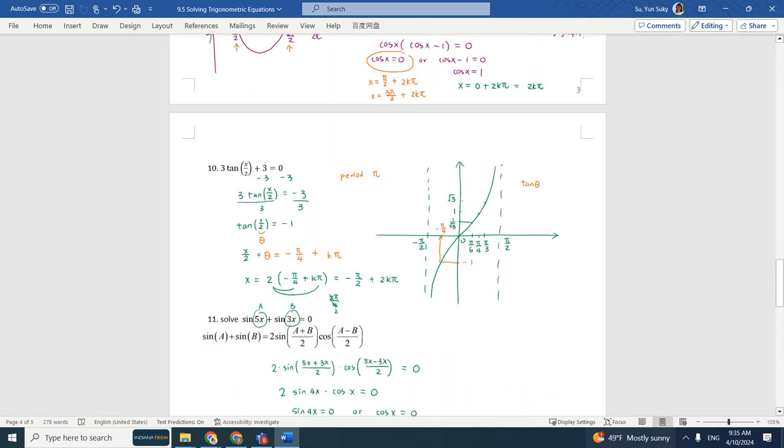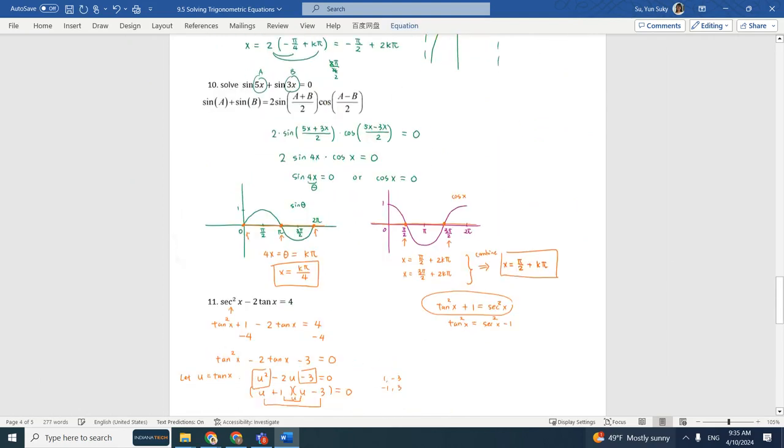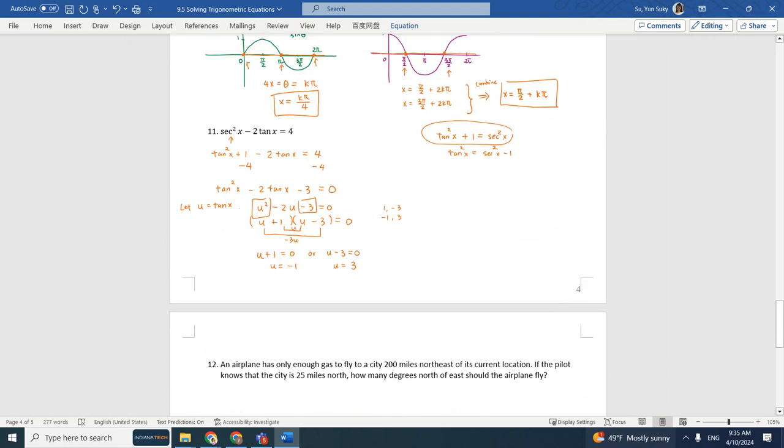Not enough space. I think we need to make some room here. Okay. All right. Make some room here.